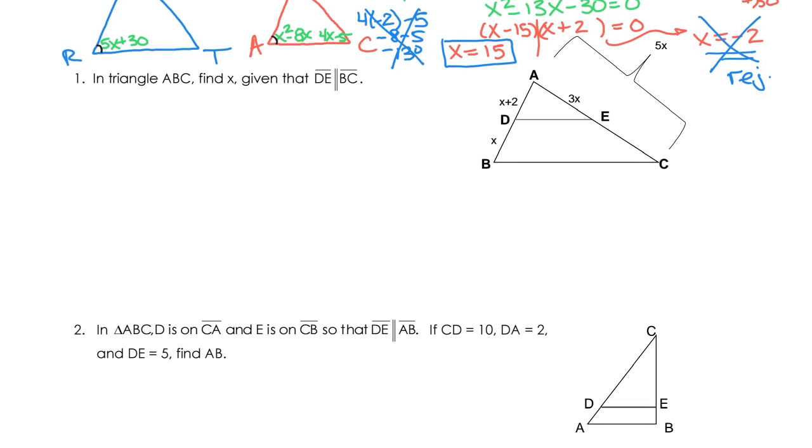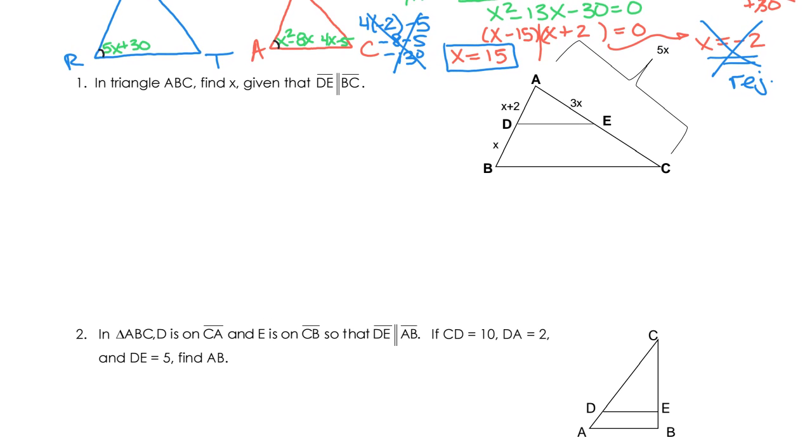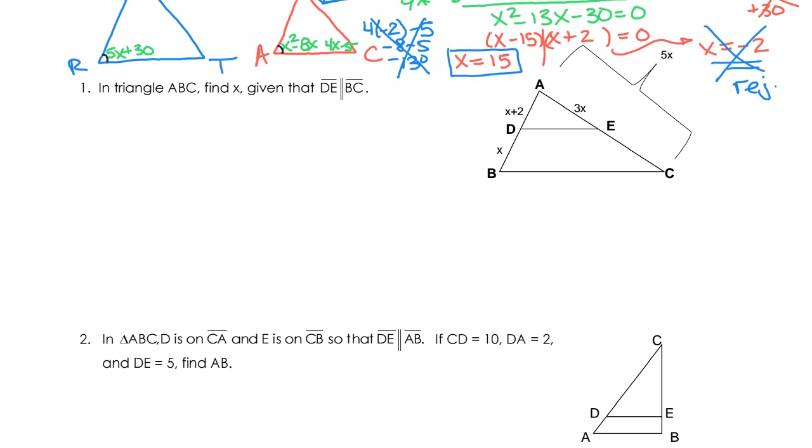All right. In our first picture here, we have triangle ABC. It says find X, given that DE is parallel to BC. So because these lines are parallel, they didn't mention midpoints. And I do see that the two sides that the parallel lines are connecting are split. All right, so this is a side splitter theorem.